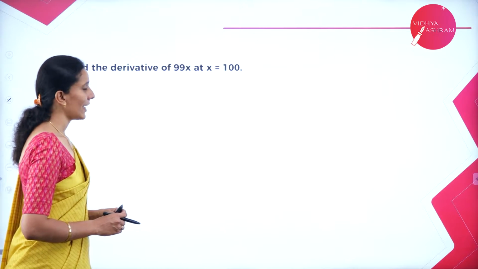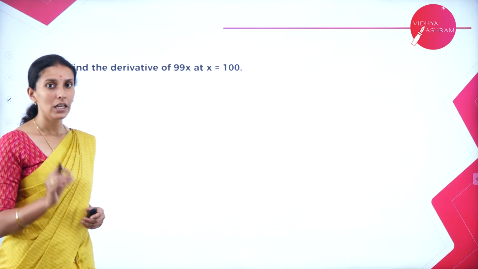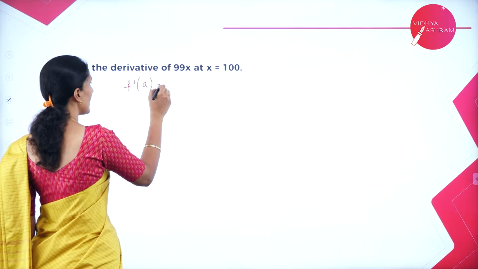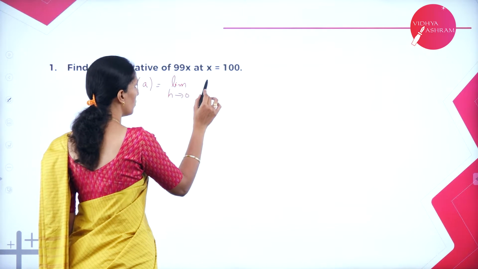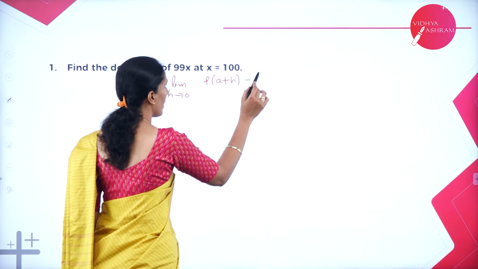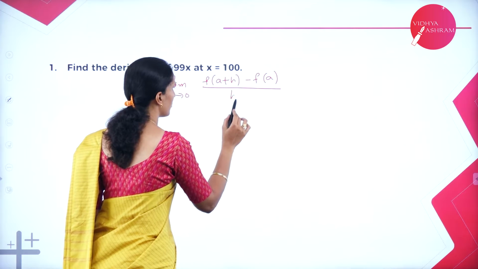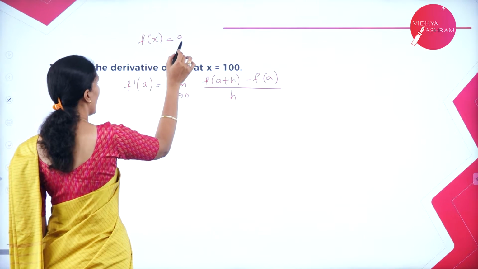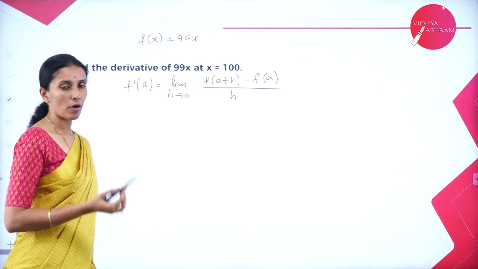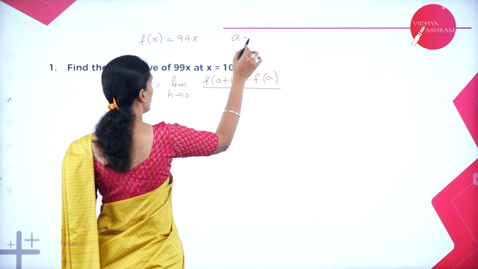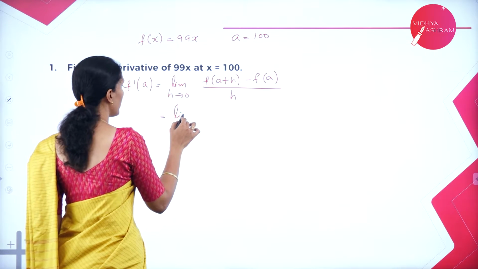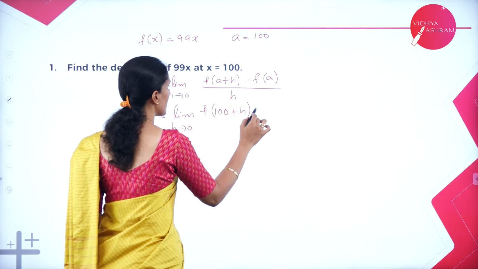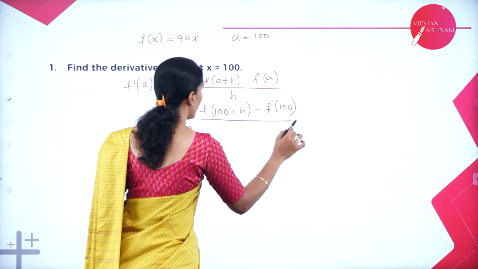Find the derivative of 99x at x is equal to 100. So first write the definition of the derivative, that is f dash of a is equal to limit h tends to 0, f of a plus h minus f of a divided by h. Now, given f of x is equal to 99x, at x is equal to 100 means your point is a is equal to 100. So, substitute here, it becomes limit h tends to 0, f of 100 plus h minus f of 100 divided by h.